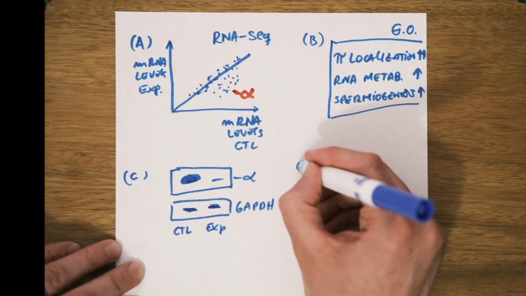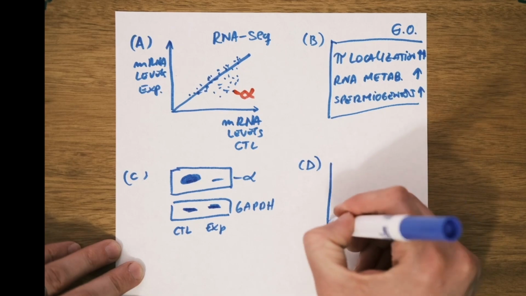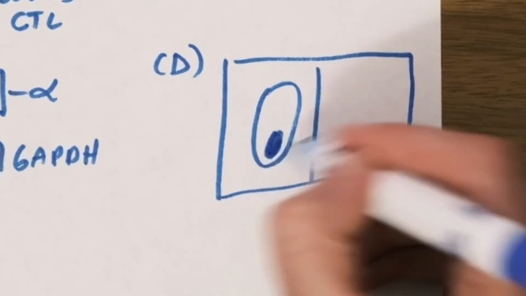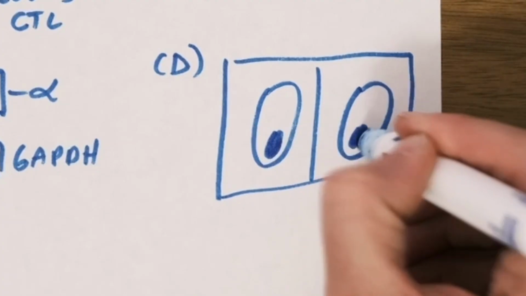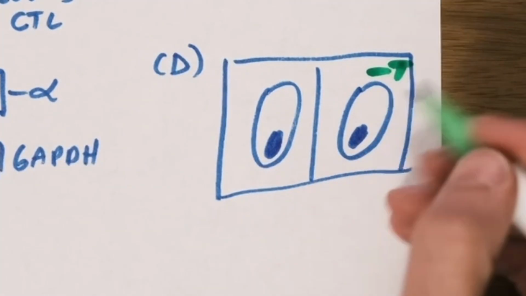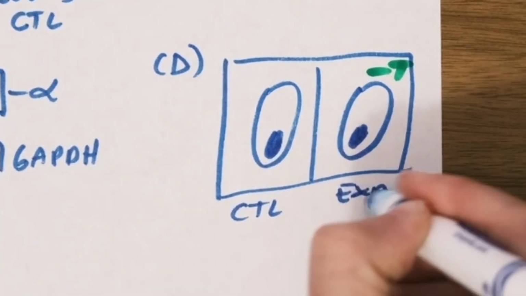And finally, in this tiny paper, I have this panel here where we are doing an IF. So here we have one cell with the nucleus, the other cell with the nucleus, and we are going to do an IF for a protein T here that we stain in green. So we have the control, we have the experimental conditions.